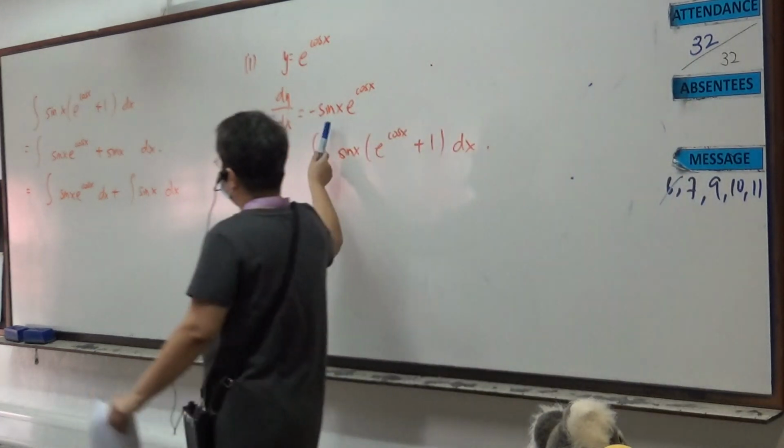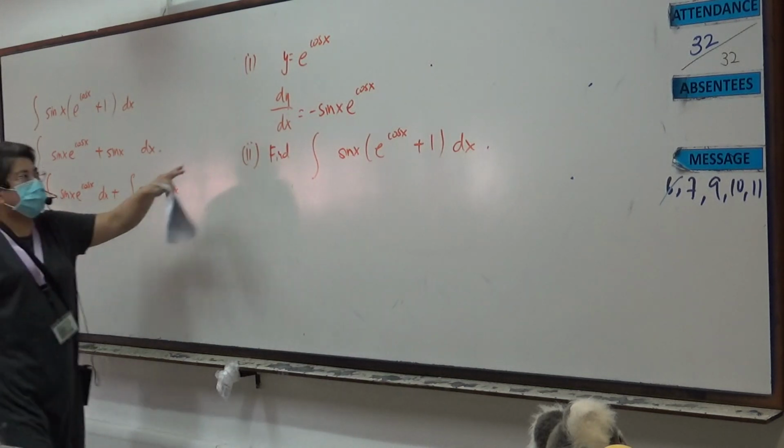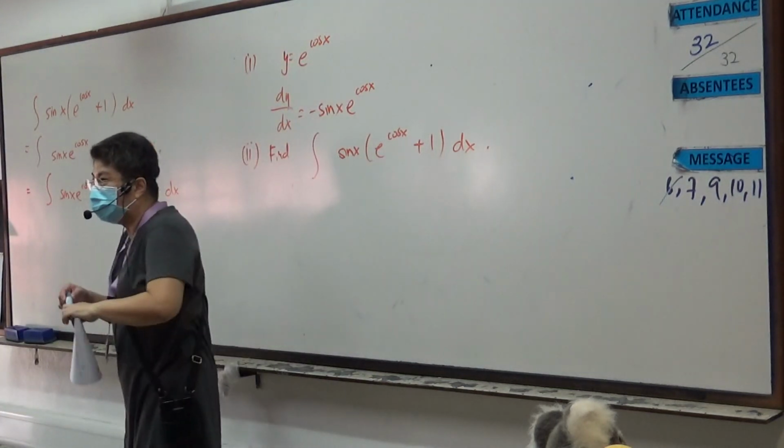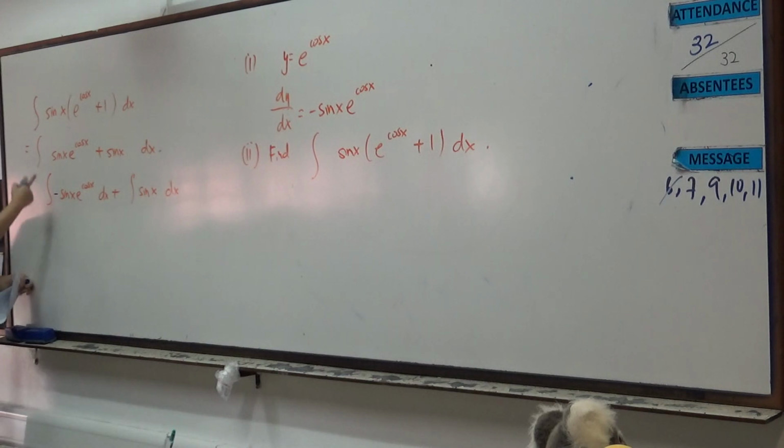What's the difference between this and this? I integrate this, do I get this? No, I must have a negative sign. Now, I can add a negative sign. But if I add a negative, how to get back to the original? I must add another negative sign. Then it will become positive here. Actually, I'm adding negative 1 now.